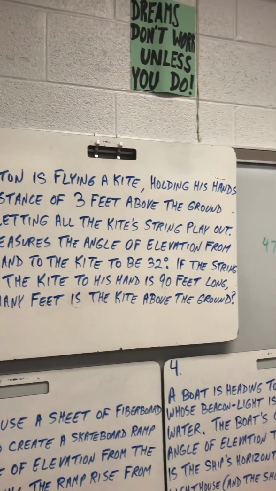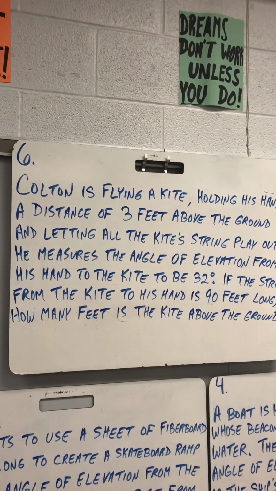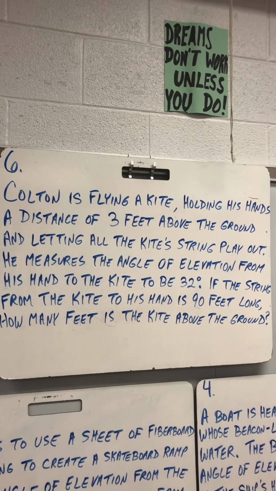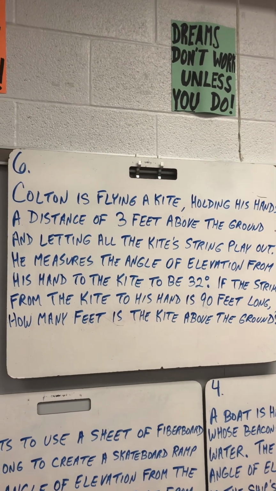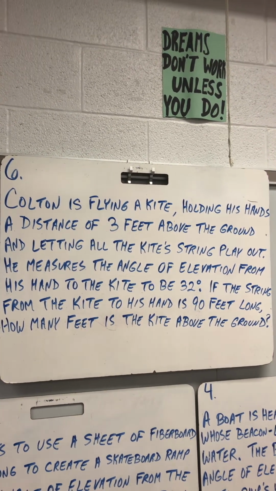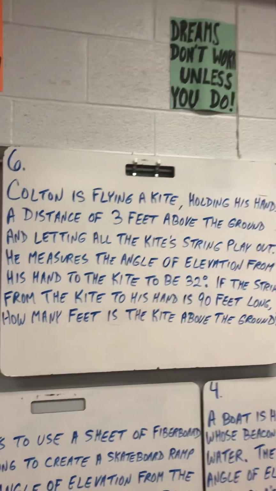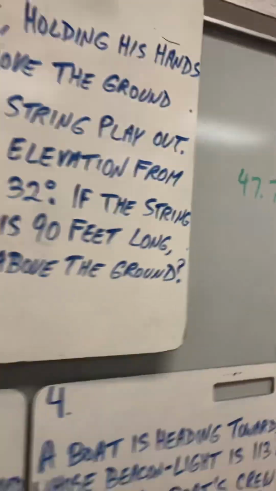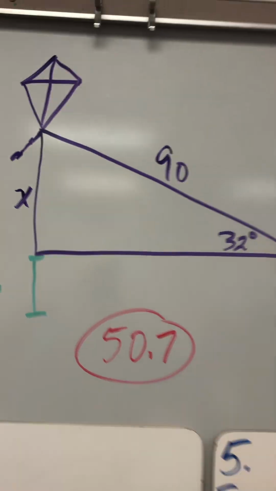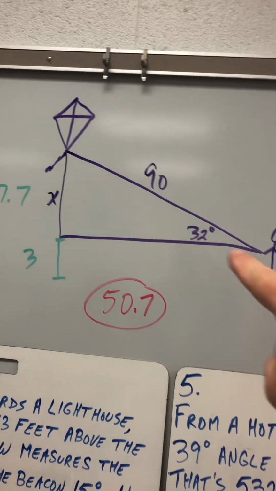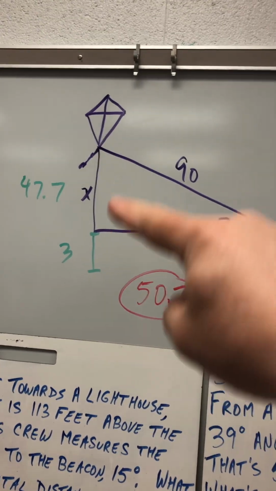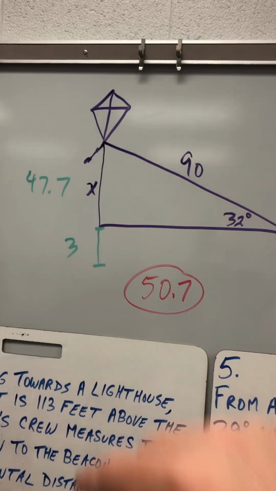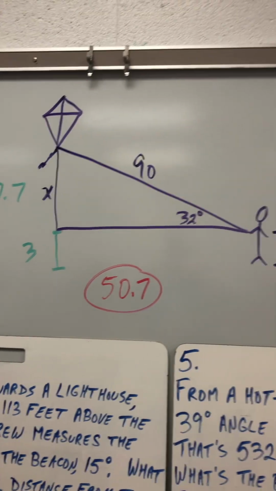Okay? Letting all the kite string play out, it's 90 feet, okay? And it's a 32-degree angle, all right? So 90 feet string, 32-degree angle, all right? We want to find this distance here, okay?